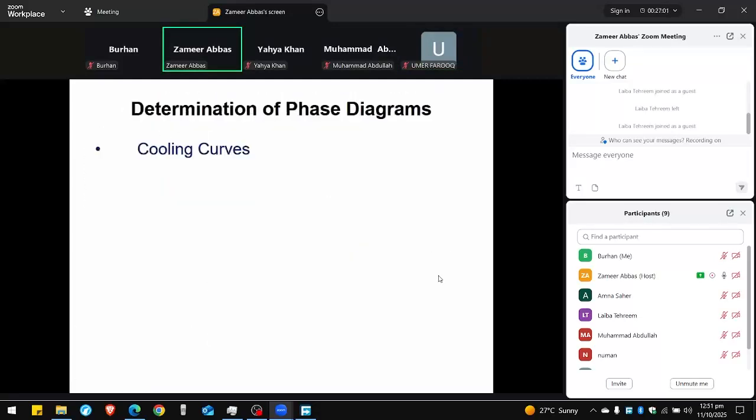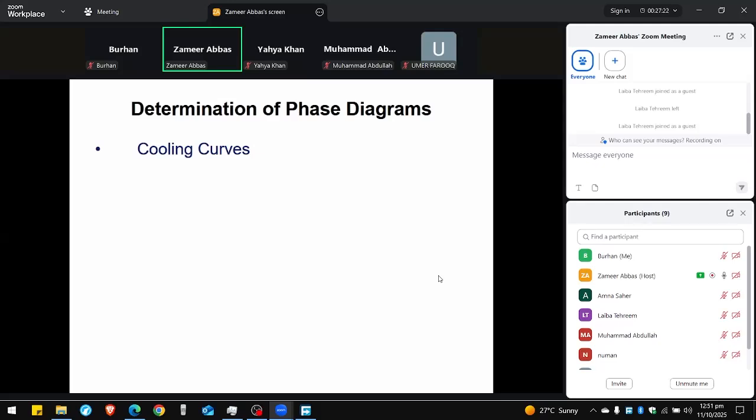Okay, so we move on to how we determine these phase diagrams, right? So the first way to determine this is to record cooling curves. So how can you record cooling curves? Cooling curves आप कैसे record कर सकते हैं?